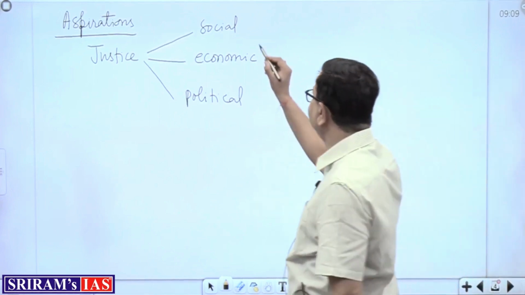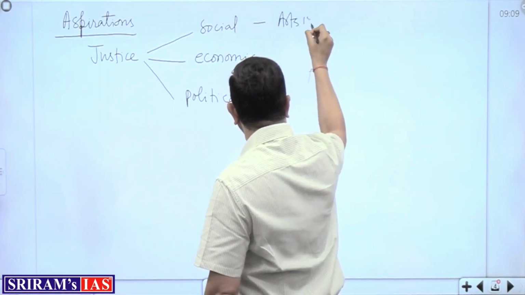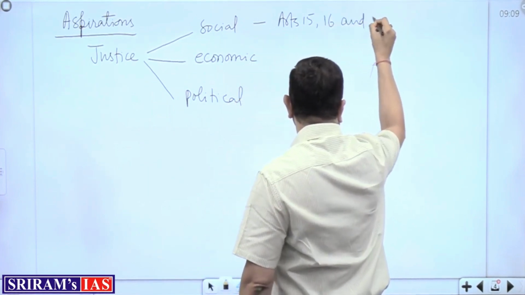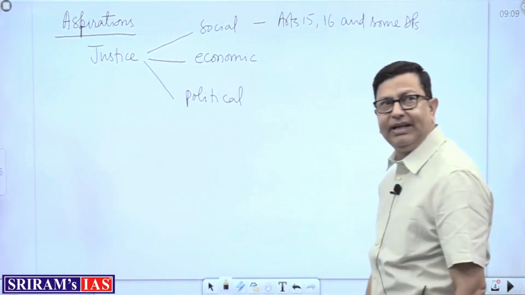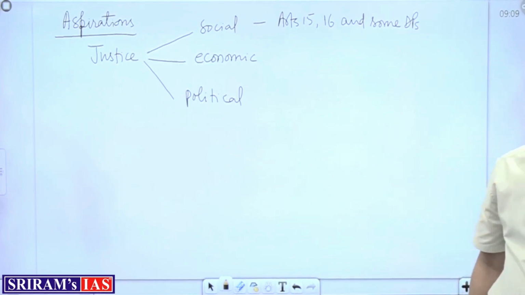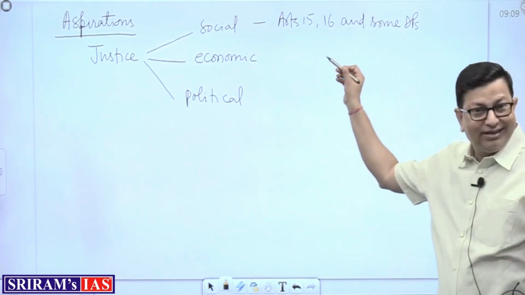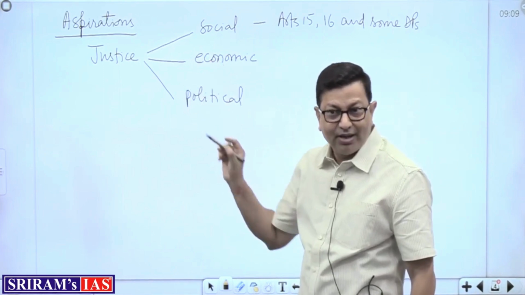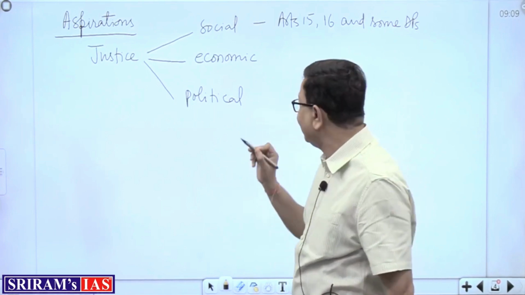Social justice is to be achieved through articles 15, 16 and some directive principles. Because what we had discussed in the beginning, that the preamble contains the philosophy of the constitution. So the articles are there, and one word that has been mentioned in the preamble is justice, social. How, we will be discussing these aspects when we are discussing the fundamental rights and the directive principles.